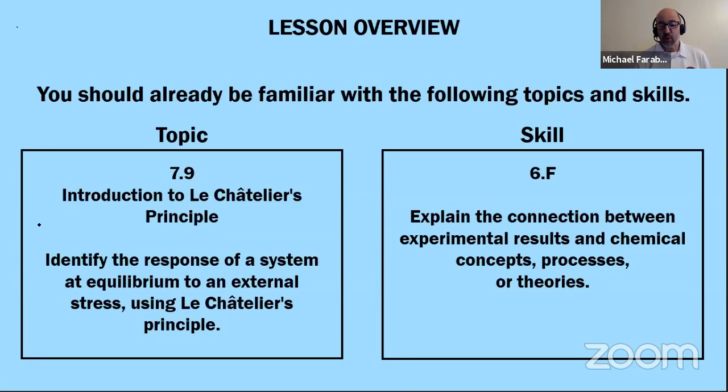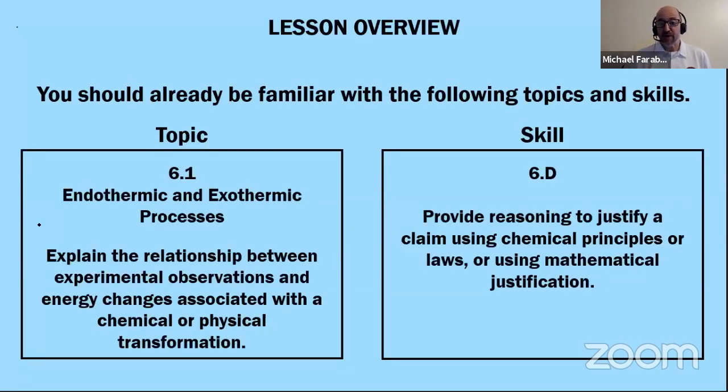So therefore, it's important that you understand from thermodynamics, which is Unit 6, endothermic and exothermic processes. So explain the relationship between experimental observations and energy changes associated with a chemical or a physical transformation. The science practice or the skill: provide reasoning to justify a claim using chemical principles or laws or using mathematical justification. So as you can see, even though the official title of this lesson is 8.1, there are many other topics that are relevant to today's lesson.